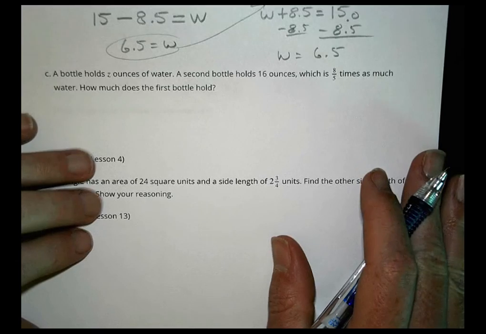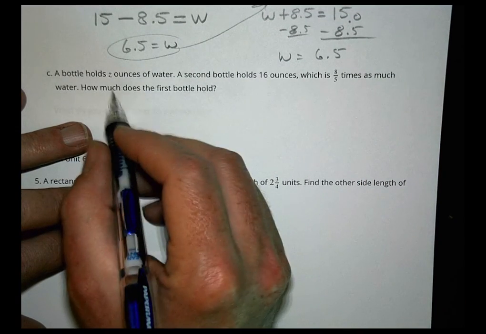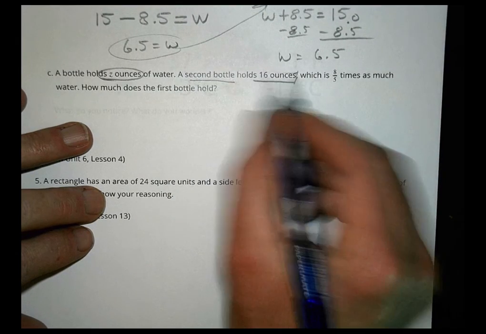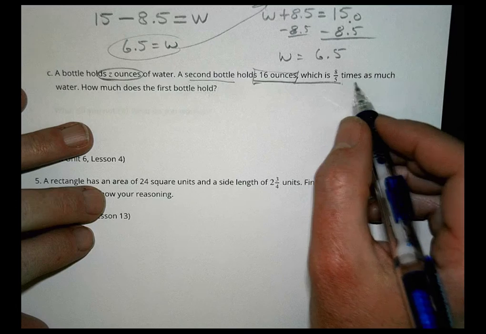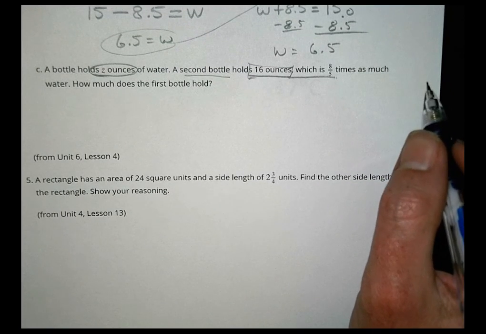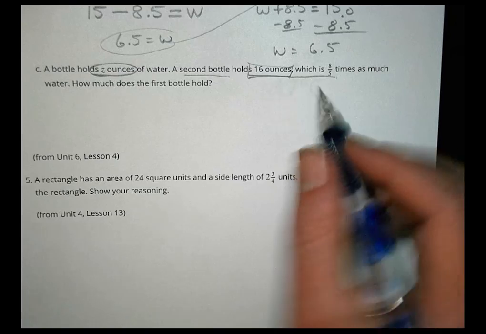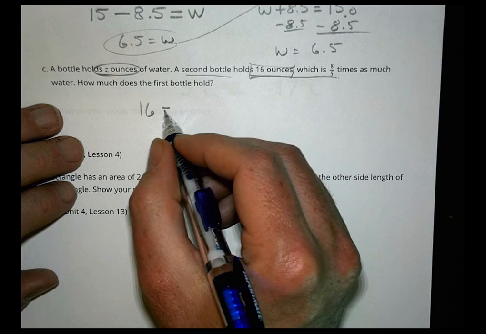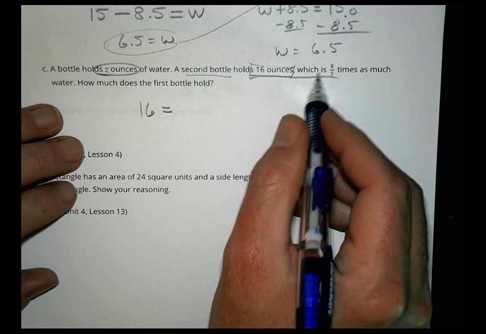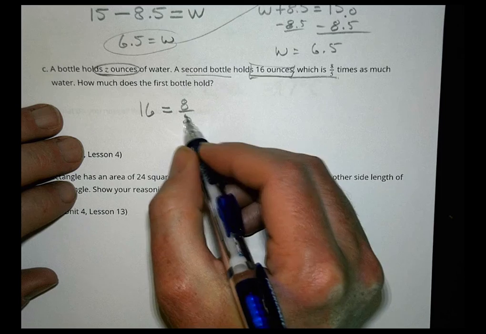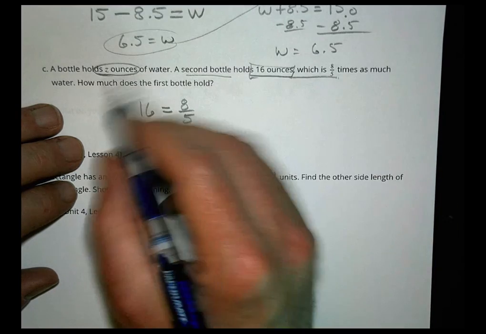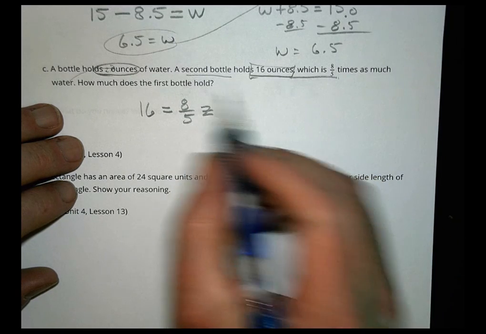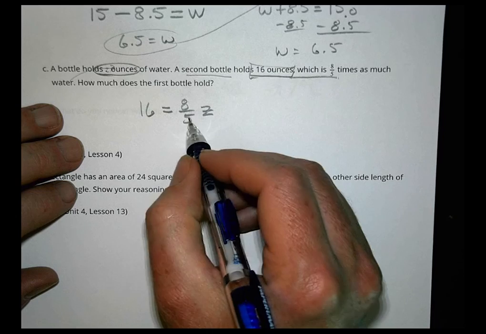Last one of these says a bottle holds Z ounces of water. A second bottle holds 16 ounces, which is 8/5 times as much water. How much does the first bottle hold? So what do we know? The second bottle is 16 ounces, and 16 ounces is 8/5 times as much water as the first one. So 8/5 of the first one, Z. So 16 ounces of the second one is 8/5 of the first one.